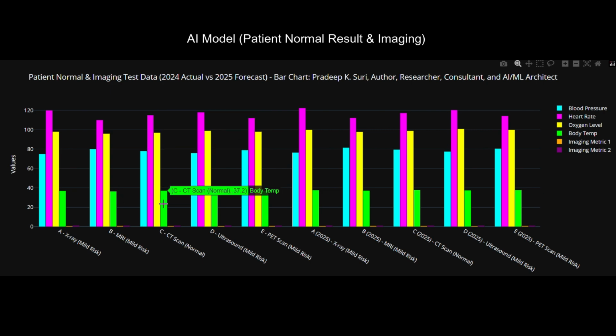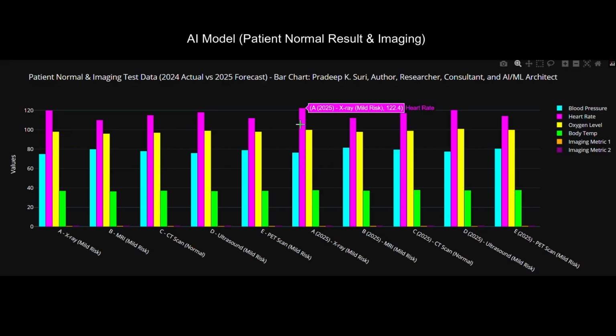5. Enhance visualization and reporting. Customize Plotly charts to include interactive filtering options, example by age, gender, medical history. Add tooltip information for deeper insights into test values.